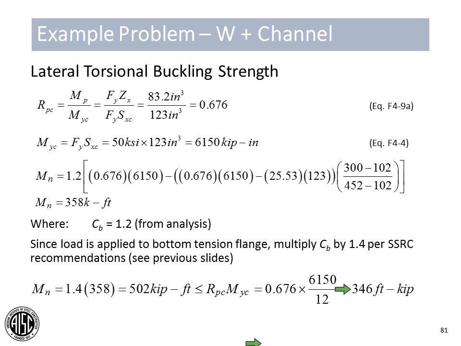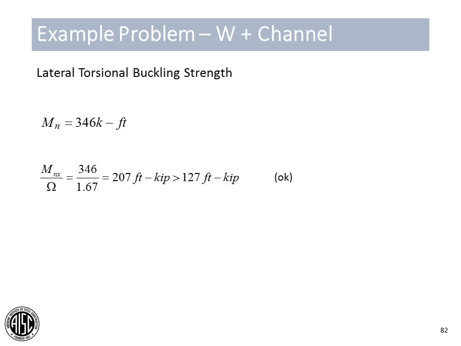So the lateral torsional buckling does not govern, which is what you would expect when you add a cap channel. So our nominal capacity is 346 kip-feet, and the allowable moment capacity then would be your nominal capacity divided by your strength reduction factor. And we have an allowable moment capacity of 207 kip-feet, which is higher than the wide flange alone.